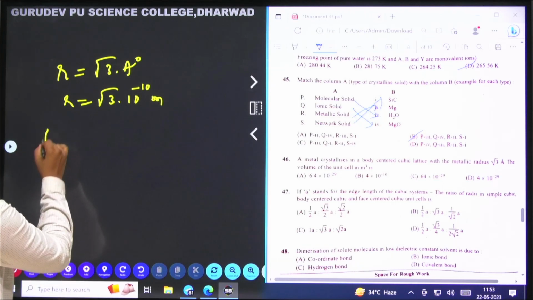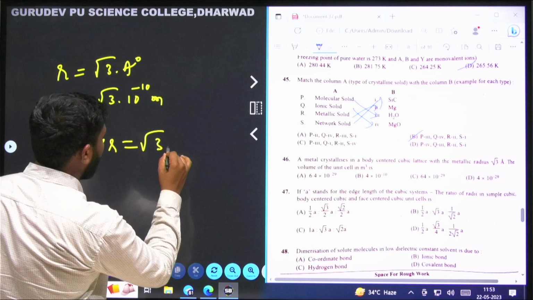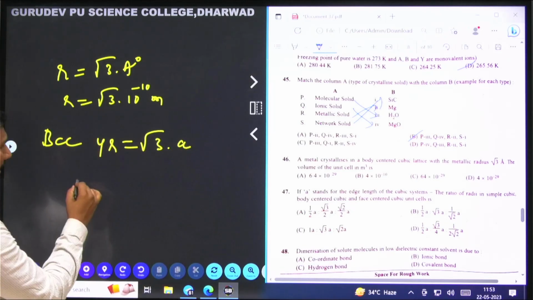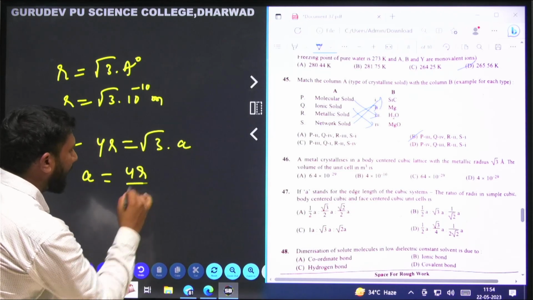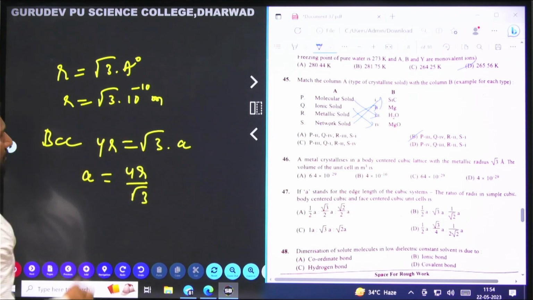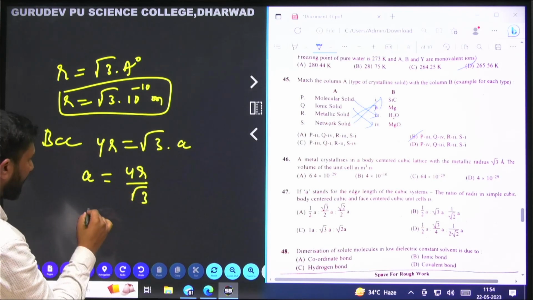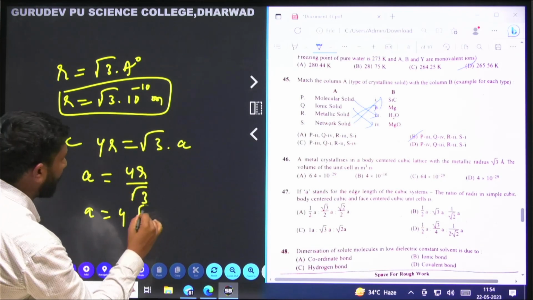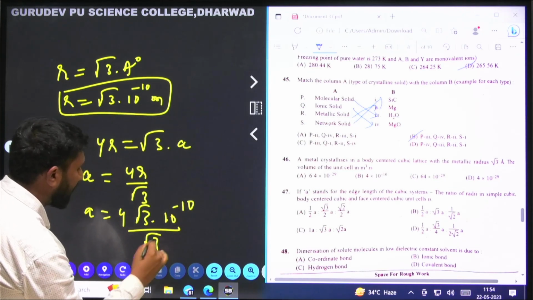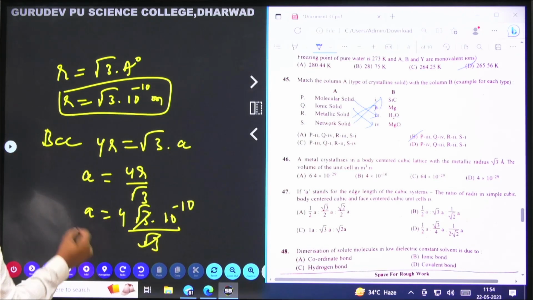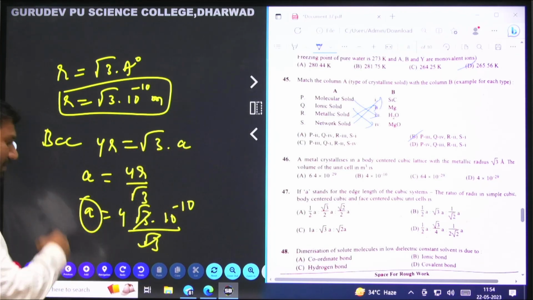So we know in BCC, 4R is equal to square root of 3 into A. Then A, the edge length, is equal to 4R by root 3. The value of R is already known, so substitute it. Then A is equal to 4 into square root of 3 into 10 power minus 10 by root 3. Root 3 cancels. Then A value is found to be 4 into 10 power minus 10. So here, edge length A.